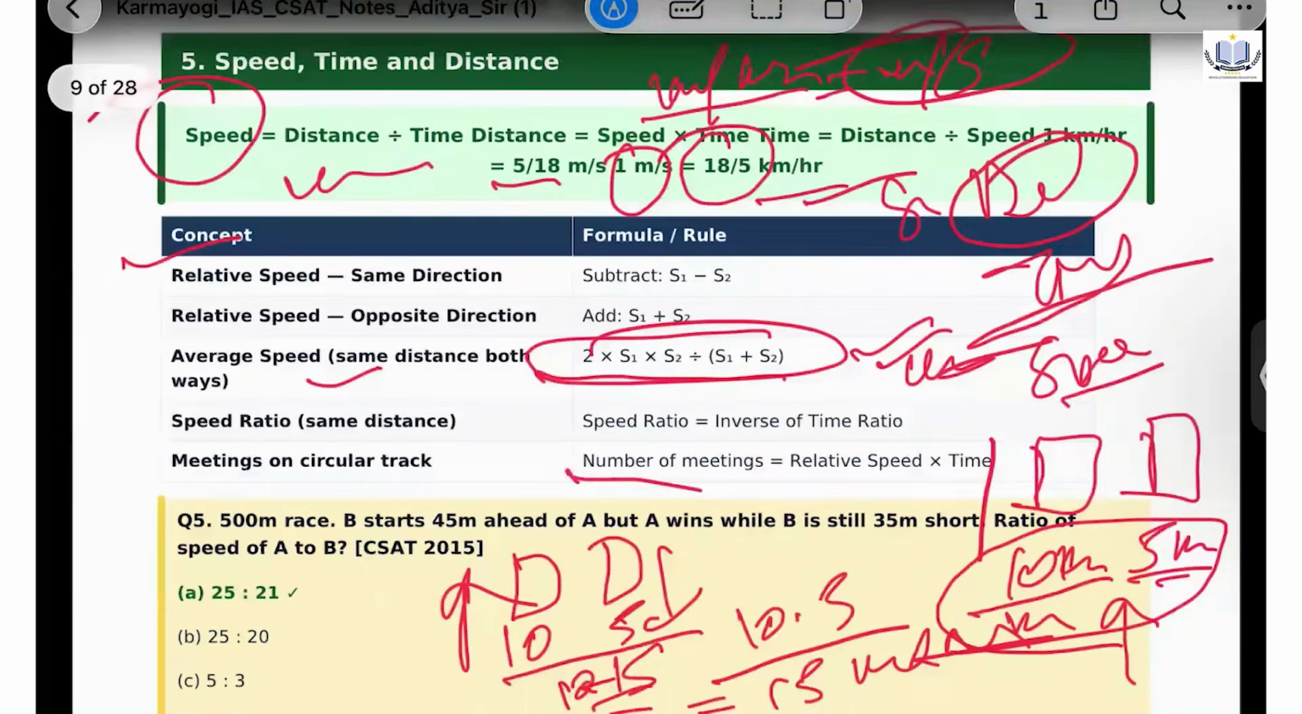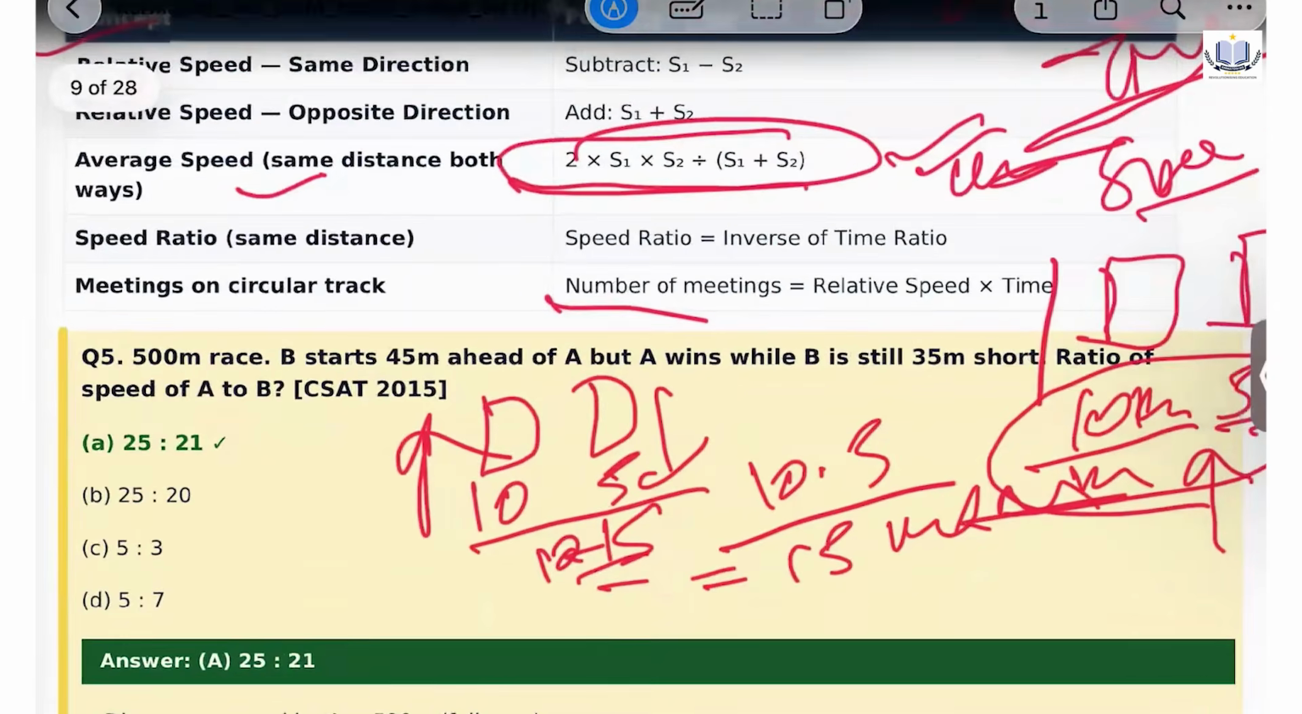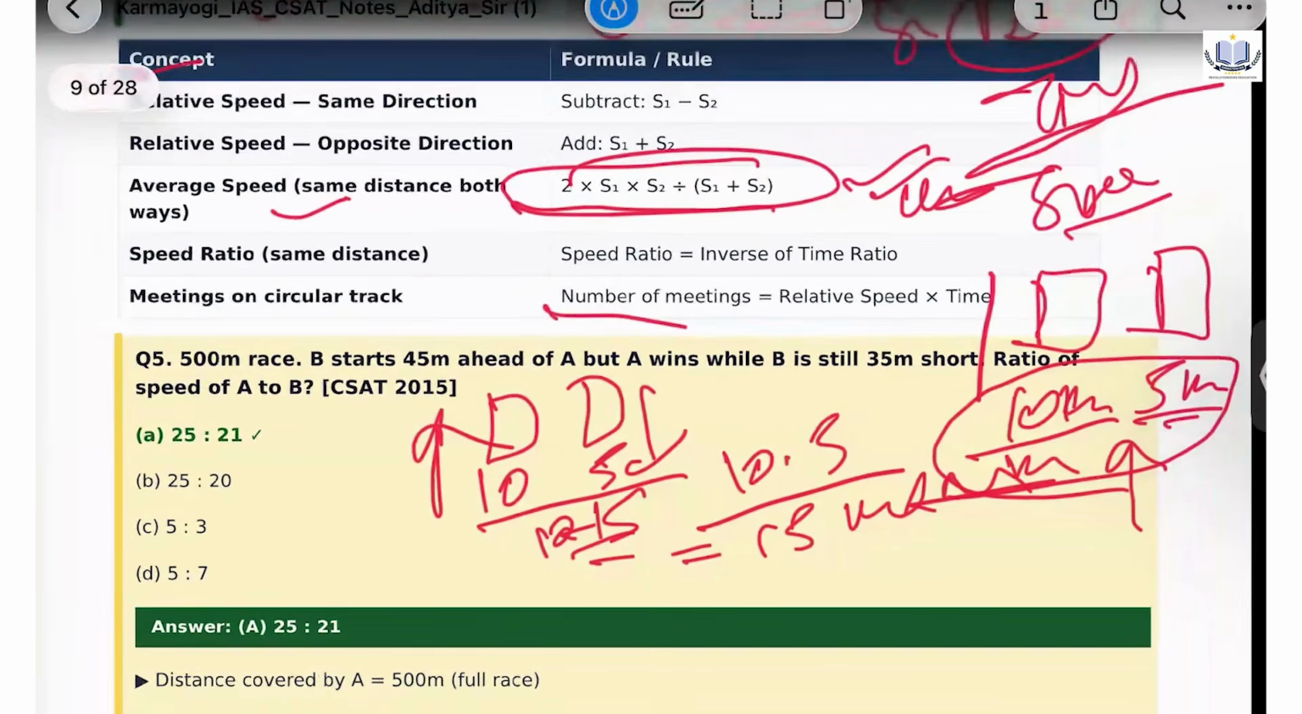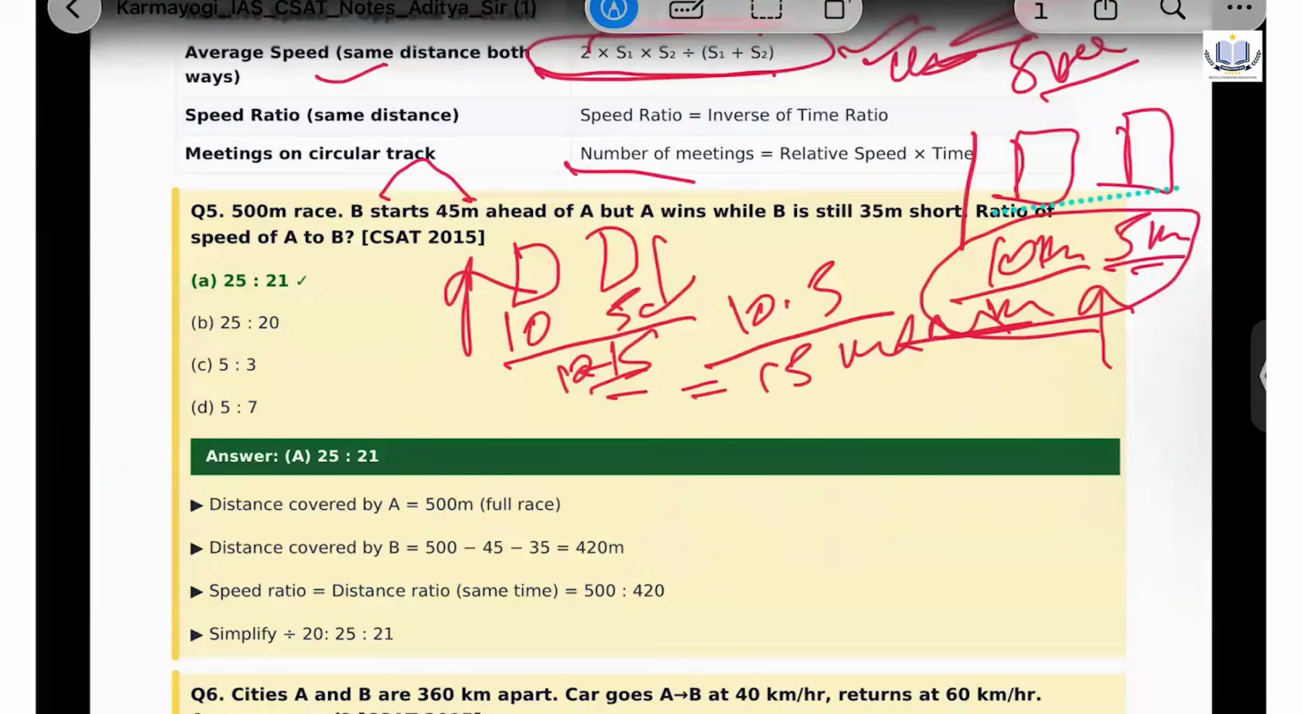चलो क्वेश्चन से समझते हैं. Let's see the first question. 500 meter का race is there. B starts 45 meter ahead of A. ठीक है, but A wins while B is still 35 meter short. Ratio speed of A to B.